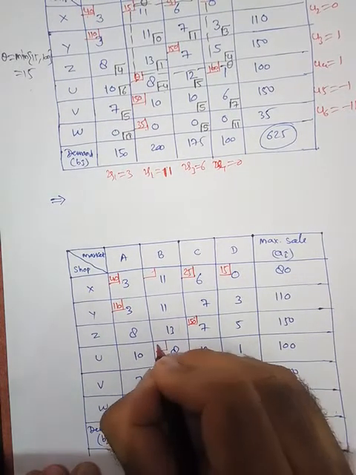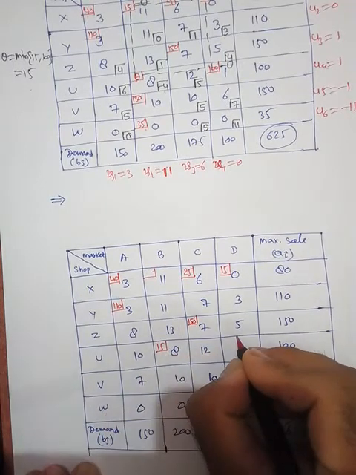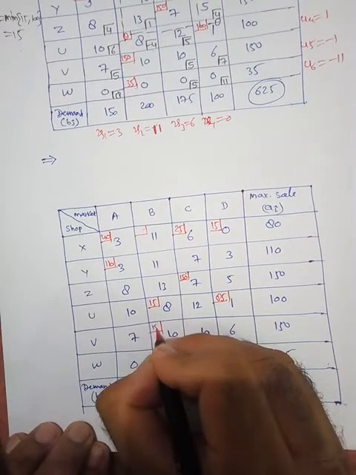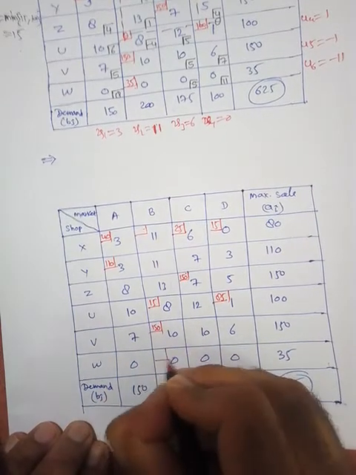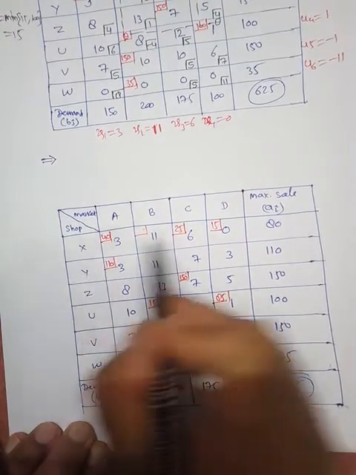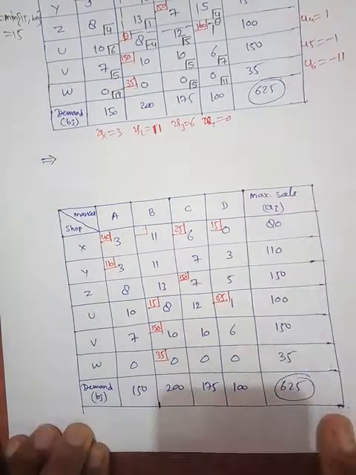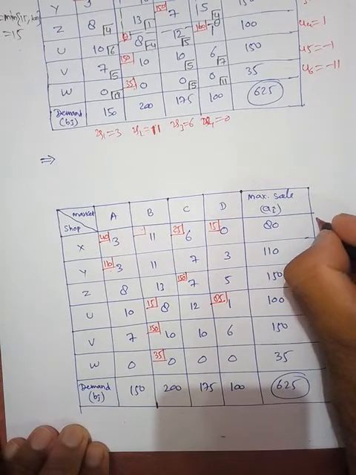This will be 15. This will be 85. This will be 150. This will be 35. So how many allocations? 1, 2, 3, 4, 5, 6, 7, 8, 9. So this is a non-degenerate solution.